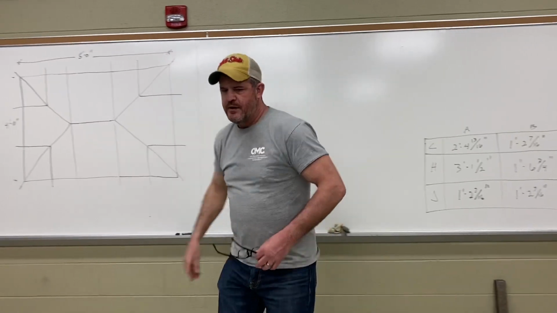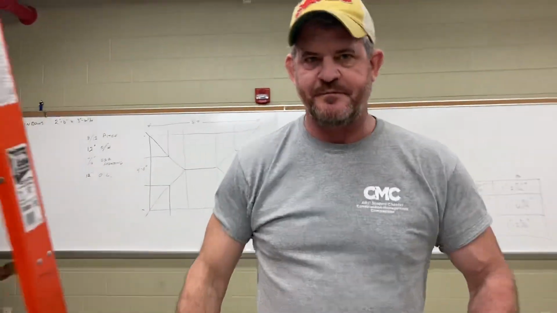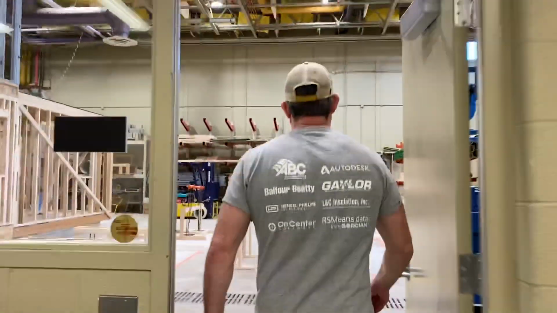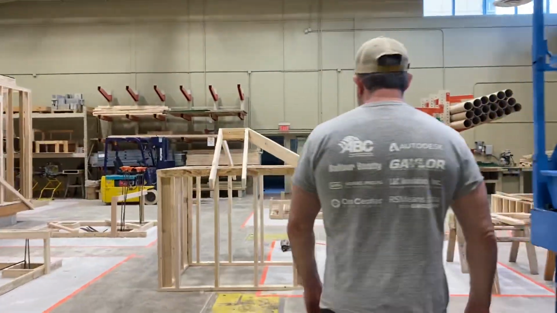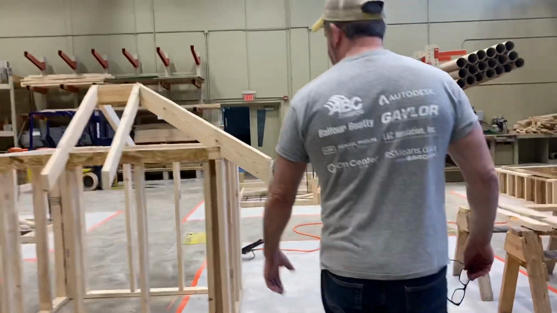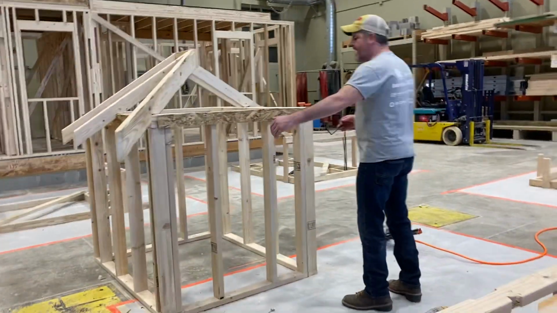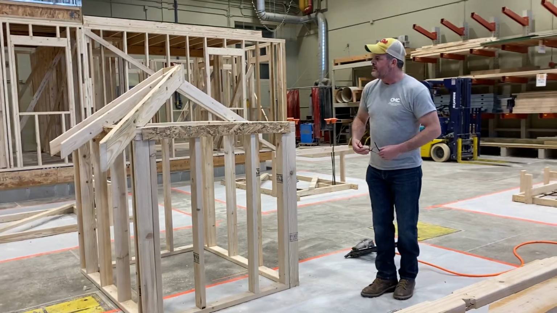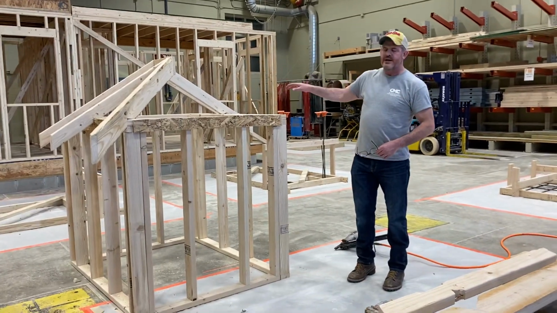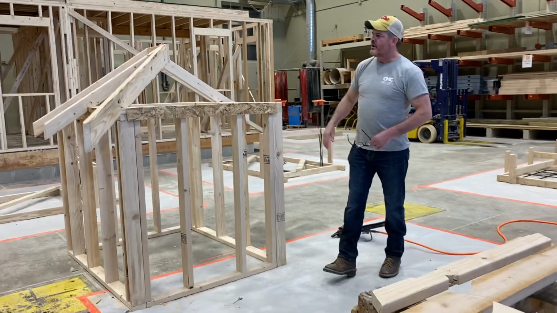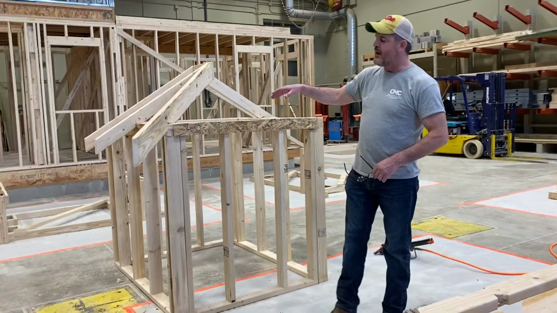All right, let's go out here. So everybody can see that I've started this roof line. Again, very simple building here. We've got a 4 foot wide by 5 foot long building. You can see that I've got 3 commons in place. I've got a hip in place. And we are going to lay out a common, a hip, and a pair of jacks.